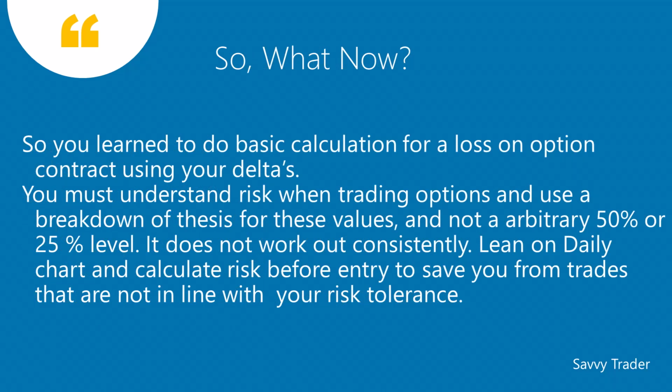All right, so what now? So you learn to do basic calculations for a loss on an option contract using your deltas. Now you must understand your risk when trading options and use a breakdown of thesis for these values, not an arbitrary 50 or 25% level. It does not work out consistently. You need to lean on the daily chart, calculate risk before entry. It'll save you from trades that are not in line with your risk tolerance. So this is a must.